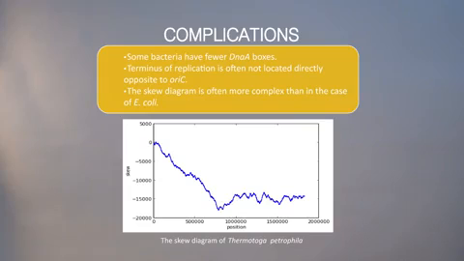Now, what I described is a very idealistic view of how a replication origin can be found. In reality, some bacteria have fewer DnaA boxes, and our frequent words algorithm won't work for finding them. The terminus of replication is often not located directly opposite to the origin of replication. And the skew diagram is often more complex than in the case of E. coli.